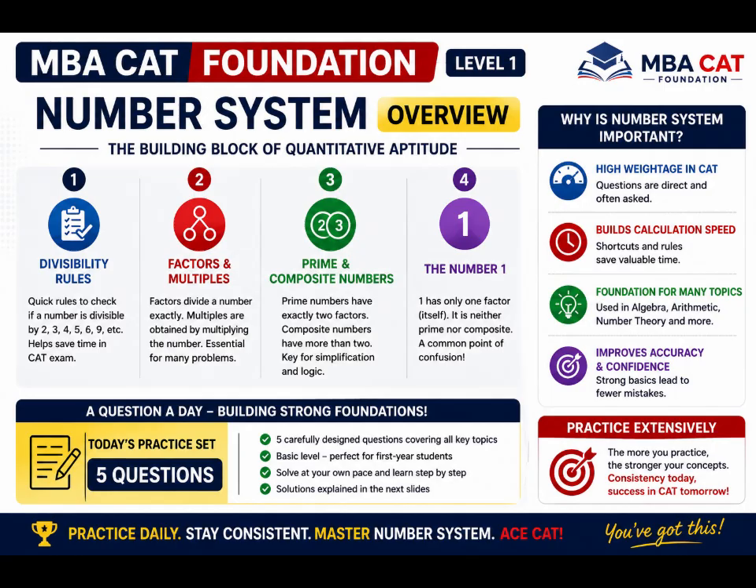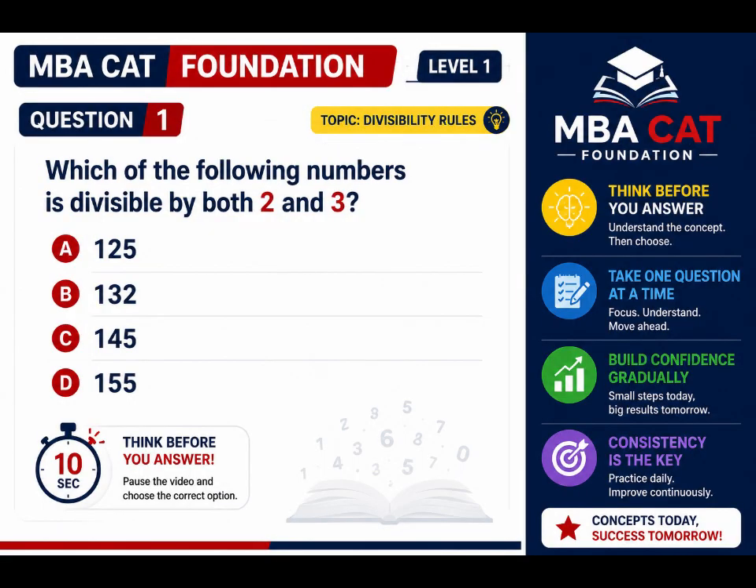Let's begin. Question 1. Divisibility rules. Which of the following numbers is divisible by both 2 and 3? Your options are 125, 132, 145, and 155. Remember, a number divisible by 2 must end in an even digit, and a number divisible by 3 must have a digit sum divisible by 3. Pause the video and choose the correct option. One question at a time, one step closer to CAT success.